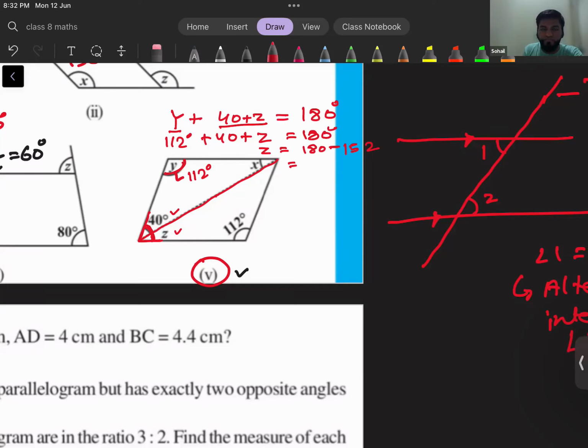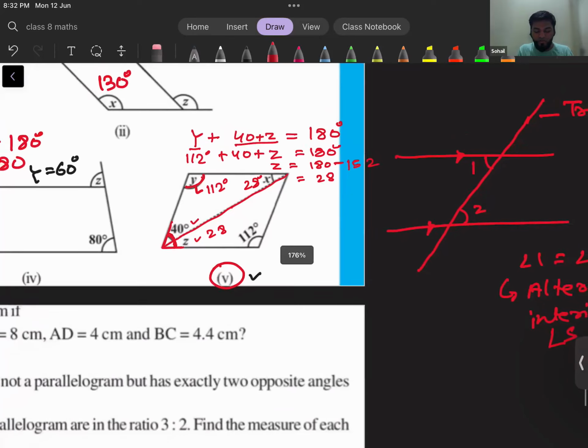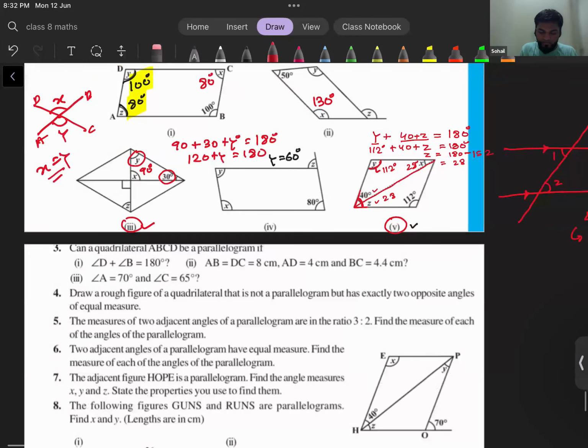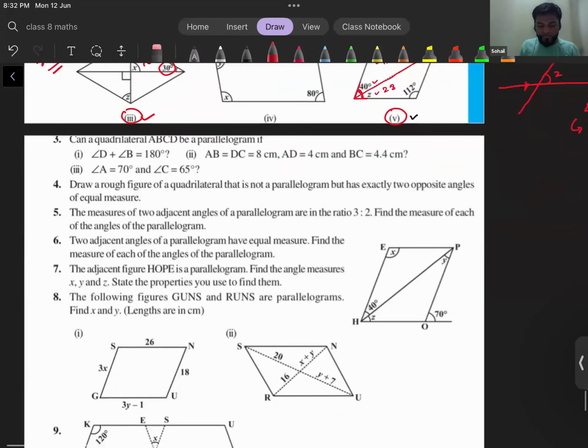28. Very good. Right, guys? So z here is 28, hence x here is also 28. Hope that's clear to you guys. Likewise, you are still left with so many questions in this exercise.